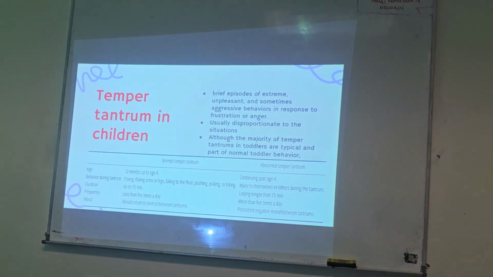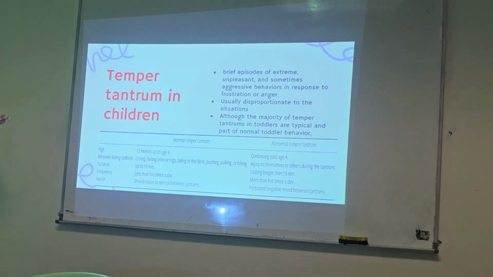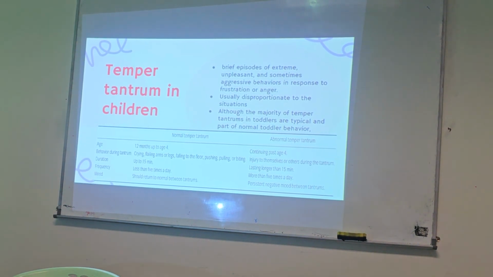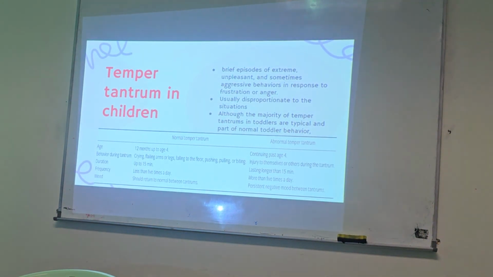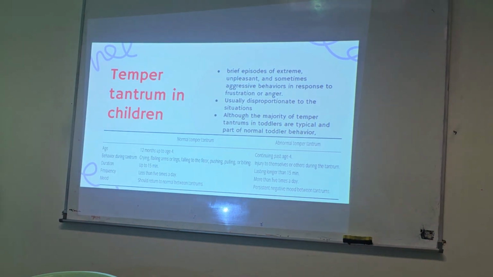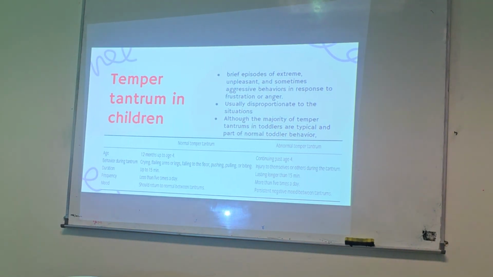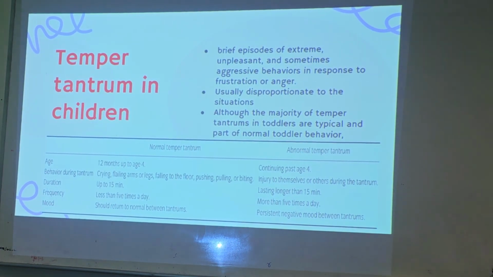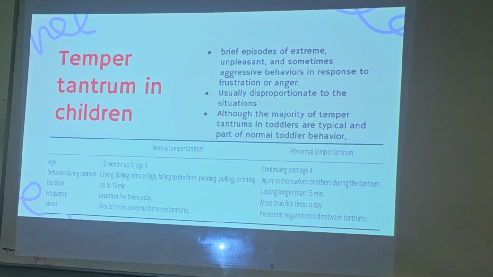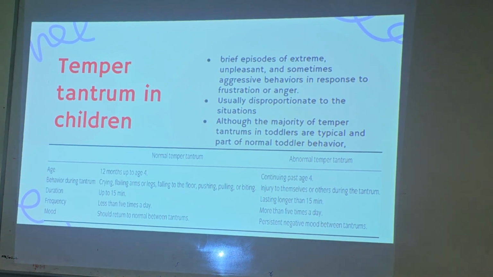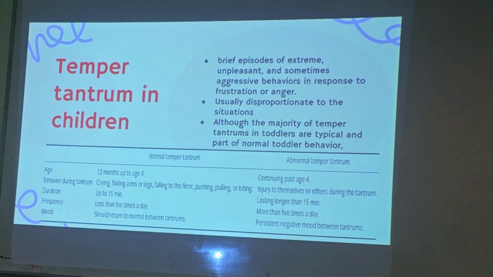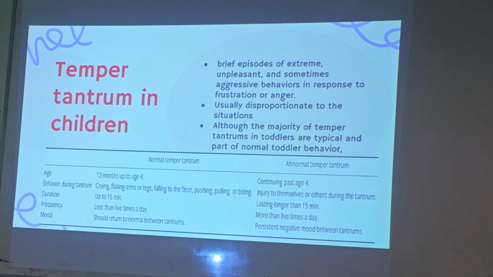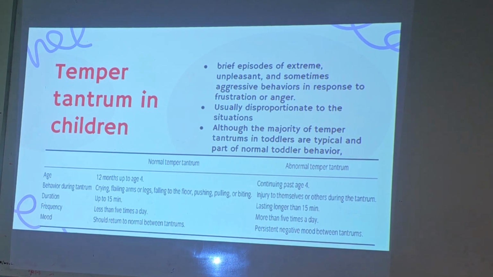So we'll just take this slide first. For a normal tantrum, the age is usually from 12 months up to the age of 4, and their behavior during tantrum is usually crying or flailing of arms or legs, and also maybe falling to the floor, or they push, or pull something, or bump into something. Usually it wouldn't last very long, probably up to 15 minutes at most. The frequency wouldn't be more than 5 times a day. And the child's mood should return to normal in between the tantrums.